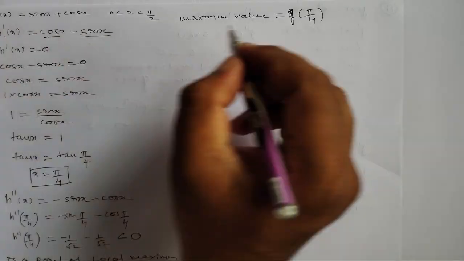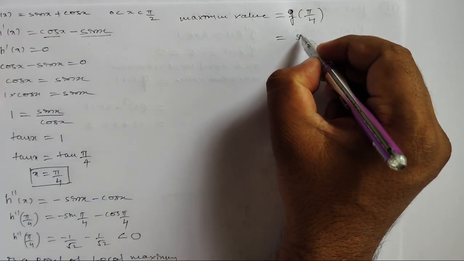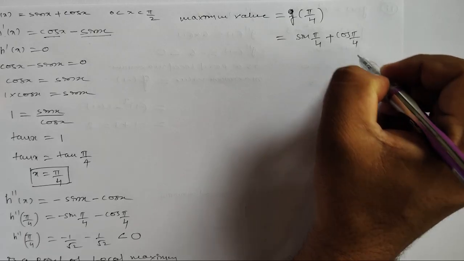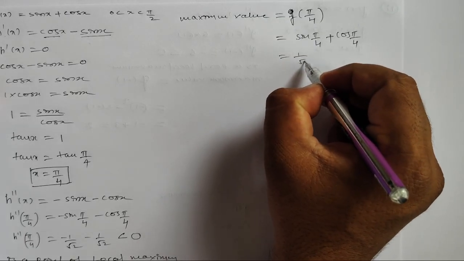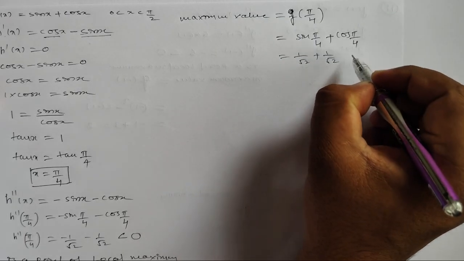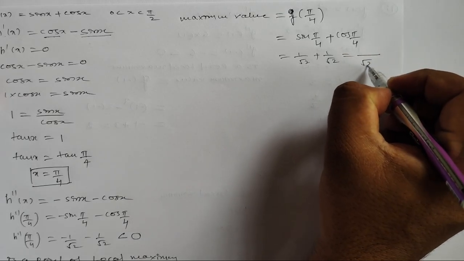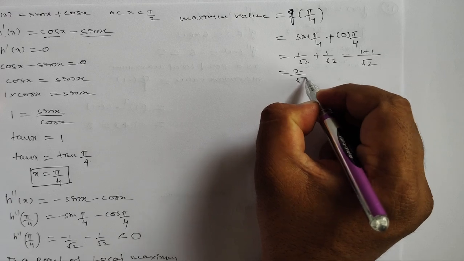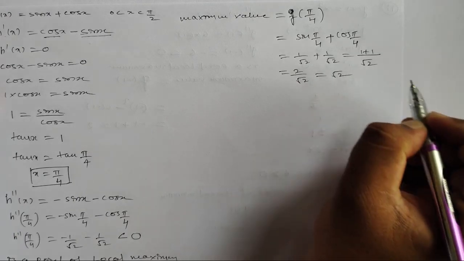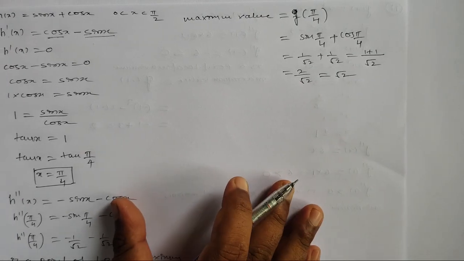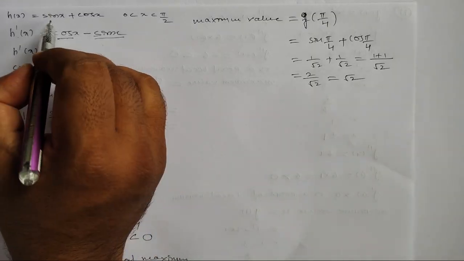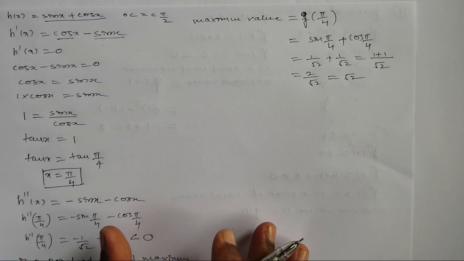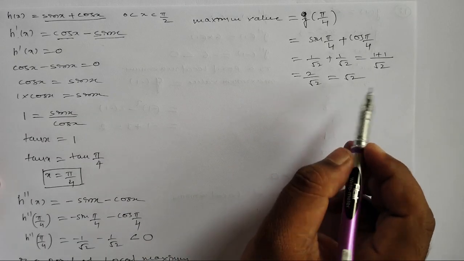So what is the g of x? You know that. I'll substitute here sin pi by 4 plus cos pi by 4. So what is the sin pi by 4 value? 1 by root 2 plus 1 by root 2. We'll take the LCM. LCM becomes root 2, 1 plus 1. So 1 plus 1 becomes 2, 2 by root 2, that is equal to root 2. So this function's maximum value is root 2, right? In the first quadrant the maximum value exists, and the maximum value is root 2.